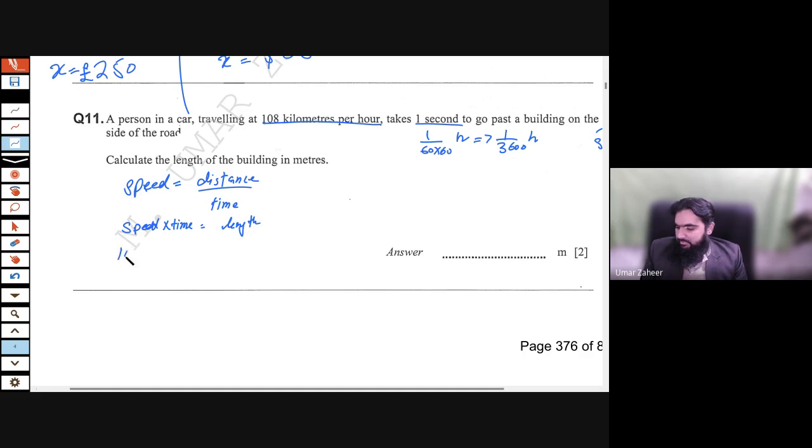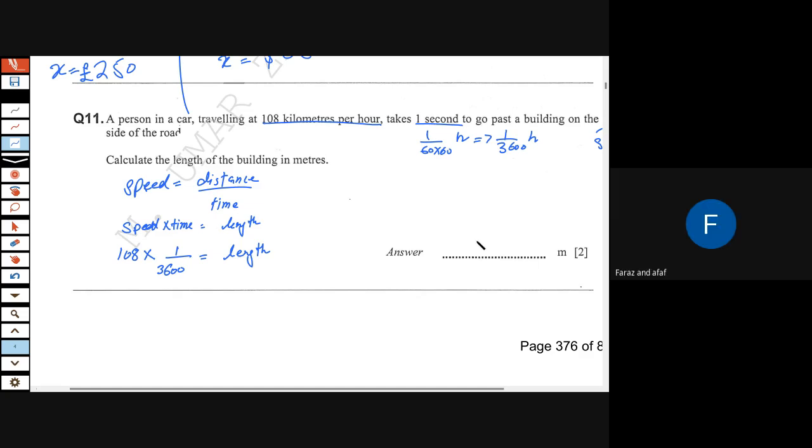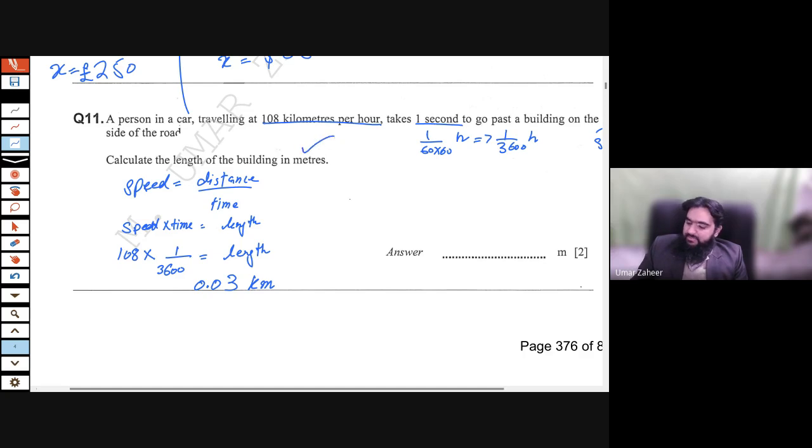Speed is 108 kilometers per hour, multiplied by time, which is 1 divided by 3600. That is equal to 0.03. Sir, won't we convert the kilometer into meters? It would be like 30 meters, right? Like 108,000 times 0.030 meters. Yes, he says that in meters.